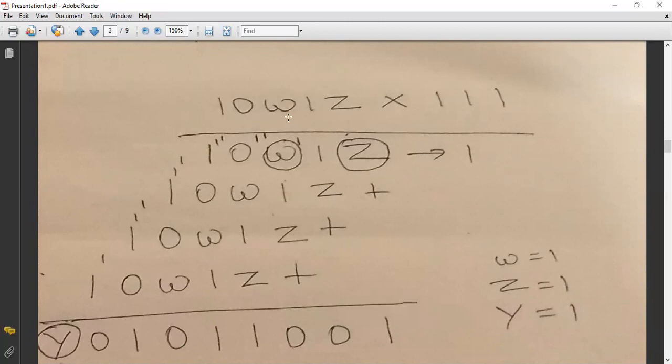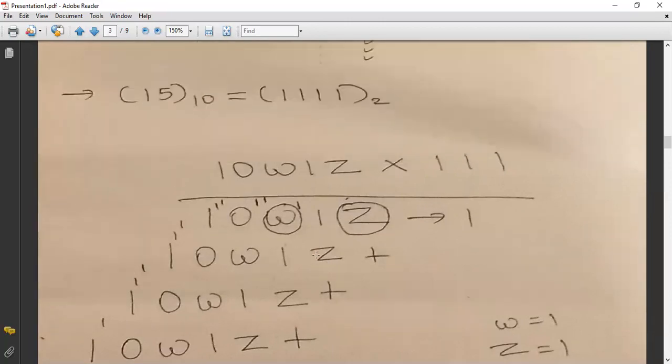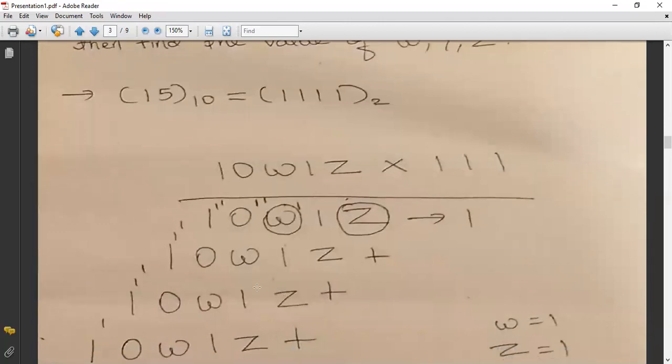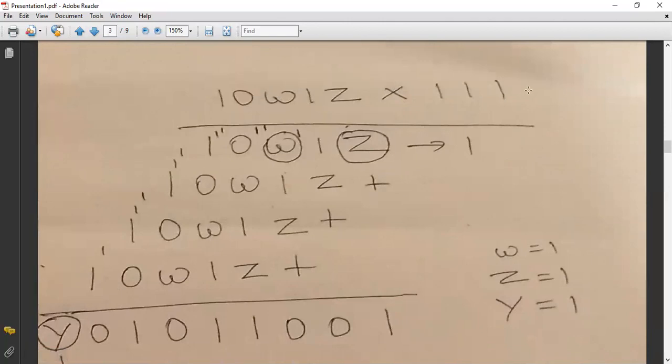First, this number will be multiplied by 1. Multiplying this number with 1, we get 10w1z. Now the next digit is again 1, so multiplying this number with 1, we get 10w1z. Again multiplying this number with 1, we get 10w1z. Sorry, there is one more 1 here. So again multiplying it by 1, it will be 10w1z.